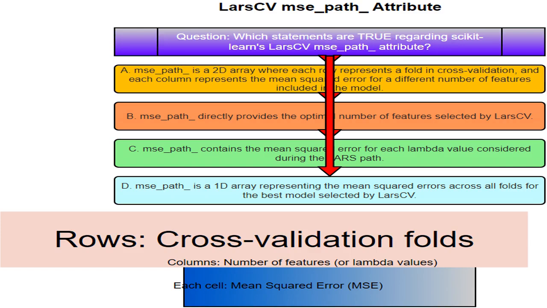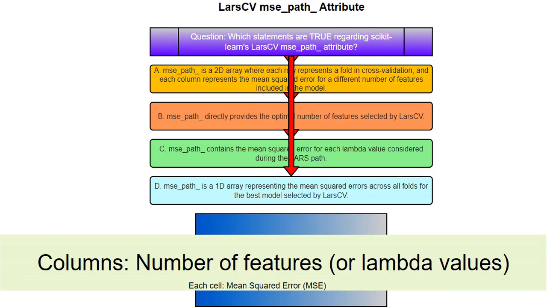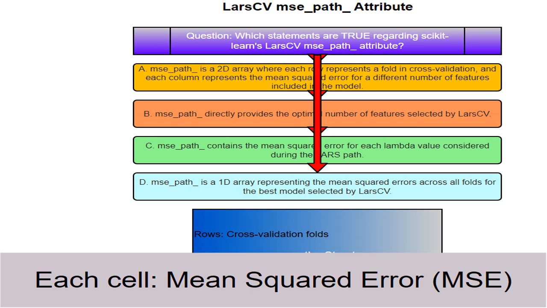These are like separate, smaller experiments using different subsets of your data, used to train and test the model separately, ensuring you get a reliable measurement that generalizes well to new, unseen data. Each column represents a model trained using a different number of input features. Remember that least angle regression, LarsCV, builds models incrementally, adding features one by one. Each column reflects a stage in this process, and each stage corresponds to a specific value of lambda, the regularization parameter controlling model complexity. Each cell contains a single number, the MSE for a particular model, number of features, calculated on one particular fold. A lower MSE means better model performance in predicting the target value.